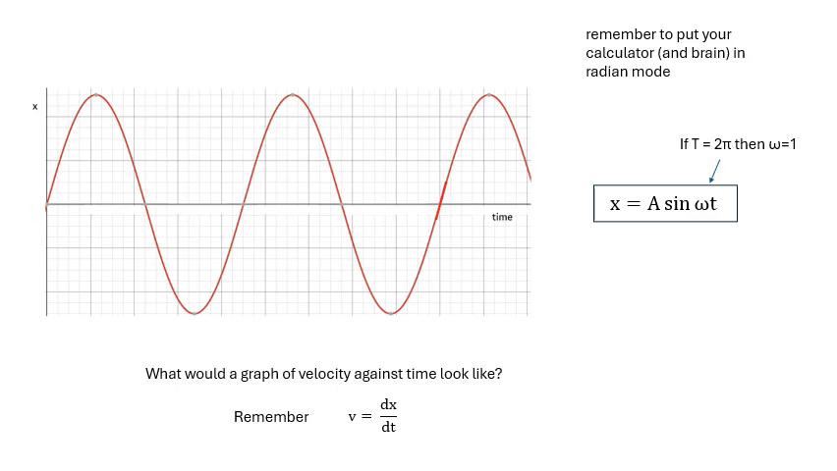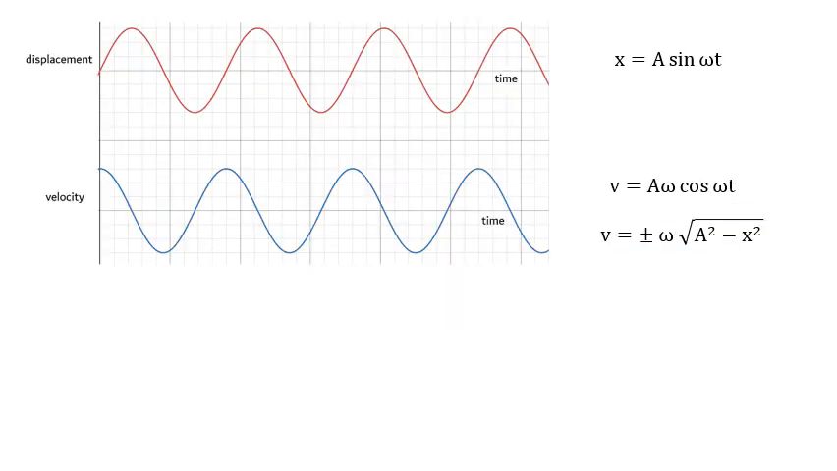What would a graph of velocity against time look like on the same time axis? So this is displacement against time. Now velocity, remember that v is dx/dt. If you like, v is the gradient. So if you looked at the gradient of this graph against time, what would it look like? And the answer is, well, if x equals A sin omega t, then v is A omega cos omega t.